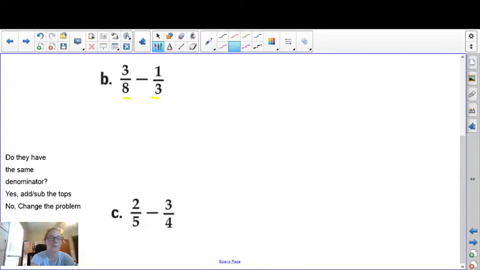And I asked myself, hey, same denominator. Ooh, I didn't want yellow. Undo that. I want purple. Yellow is difficult to see. Do they have the same denominator? No. So I got to change the problem. So they both can go to 24. Yep.